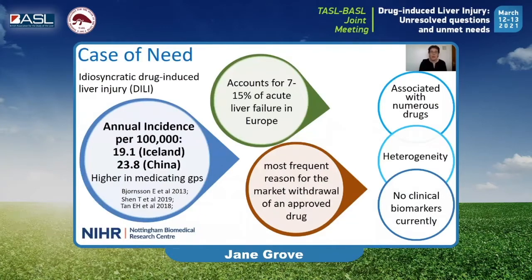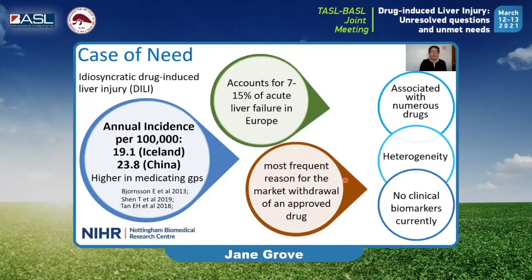You are all probably very familiar with the effects of idiosyncratic DILI. Despite its rarity, affecting only about 20 per 100,000, idiosyncratic DILI accounts for up to 15% of acute liver failure clinical cases. And in fact, its incidence is substantially higher in people taking certain common medications, for instance, being about twice this rate in users of amoxiclav. Also, hepatotoxicity is a common cause of drug attrition during development and is the most frequent reason for the market withdrawal of an approved drug.